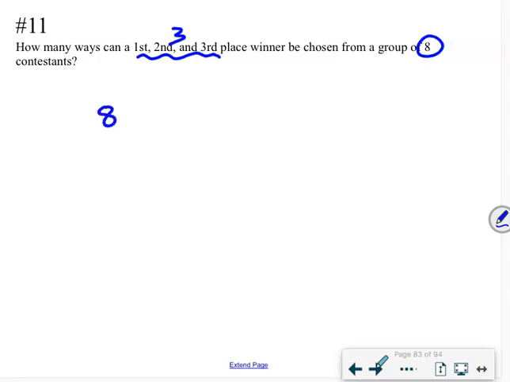So we have 8 people. We are going to use permutations because order matters, since first, second, and third place are all going to be different. So 8 picking 3 is 336. There's 336 ways that first, second, and third can be awarded. We didn't use C because first place is different than second place, which is different than third place.